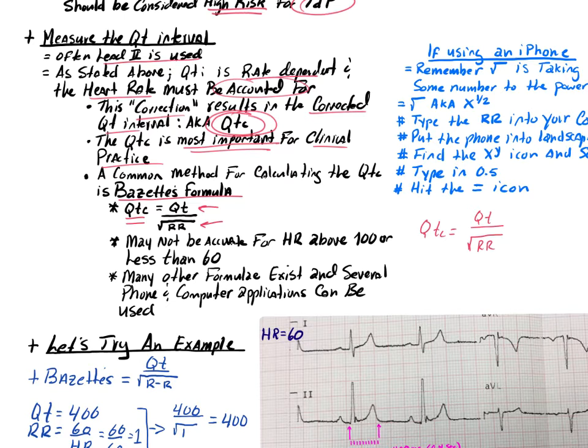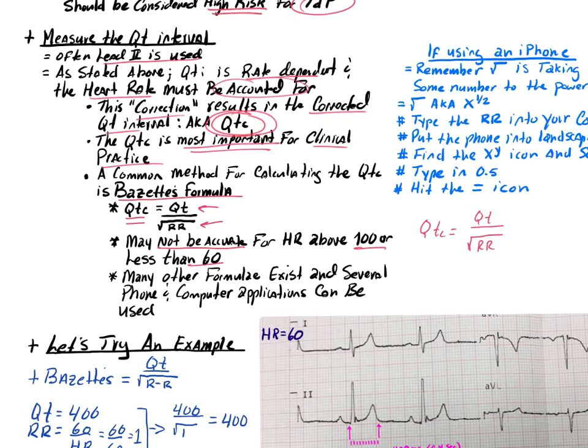Unfortunately, Bazett's formula may not be accurate for heart rates above 100 or less than 60. So if I have a normal heart rate, Bazett's formula is pretty good. But it can over or underestimate if your heart rate is very fast or very slow. So we've got to keep that in mind.